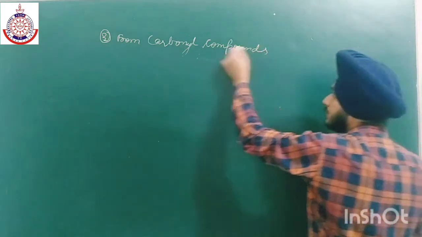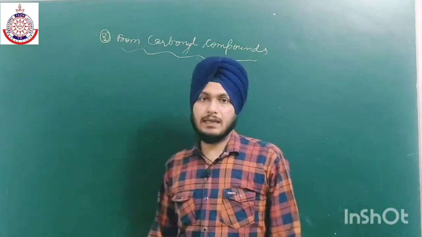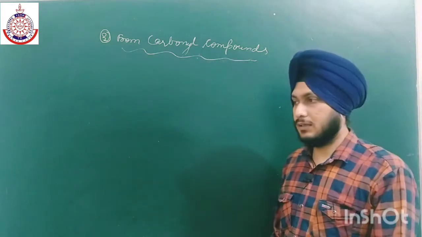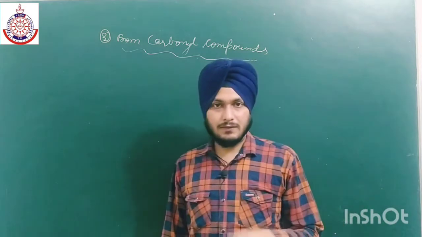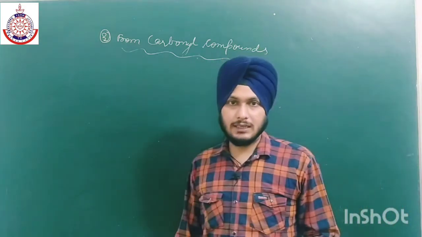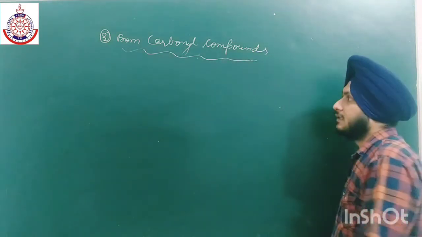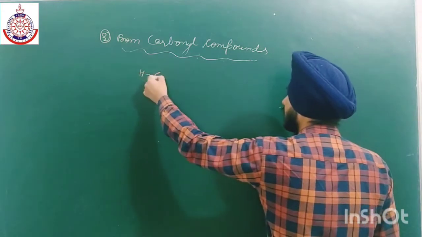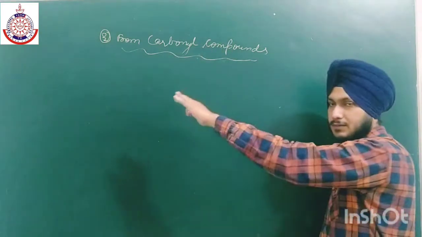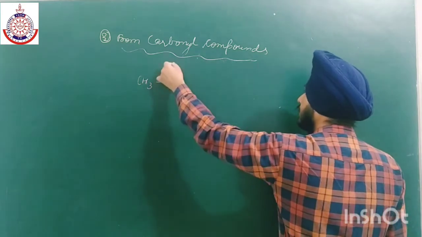From carbonyl compounds, an aldehyde will give us a 1 degree alcohol, but a ketone will give us a 2 degree alcohol, or we can also get a 3 degree alcohol from a ketone. So let us take the smallest aldehyde, formaldehyde first, or rather take acetaldehyde, CH3CHO.